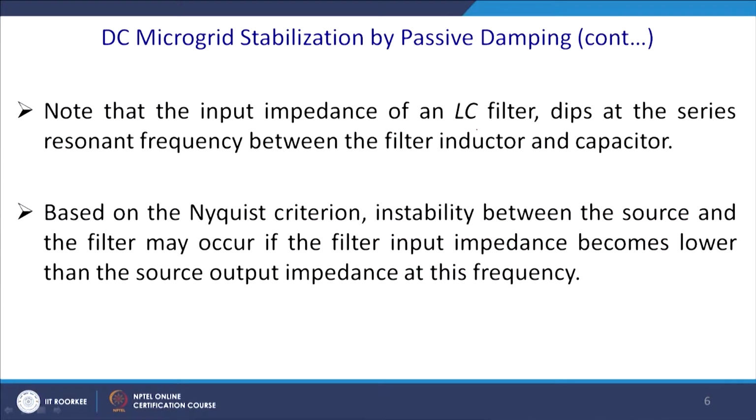So, please note that the input impedance of the LC filter dips at the series resonant frequency between the filter inductor and the filter capacitor. You know the Q factor, and based on the Nyquist criteria, instability between the source and filter may occur if the filter input impedance becomes lower than the source output impedance at this frequency. So, this is a cause of instability. You have to keep this in mind; it is one of the thumb rules of designing the filter.